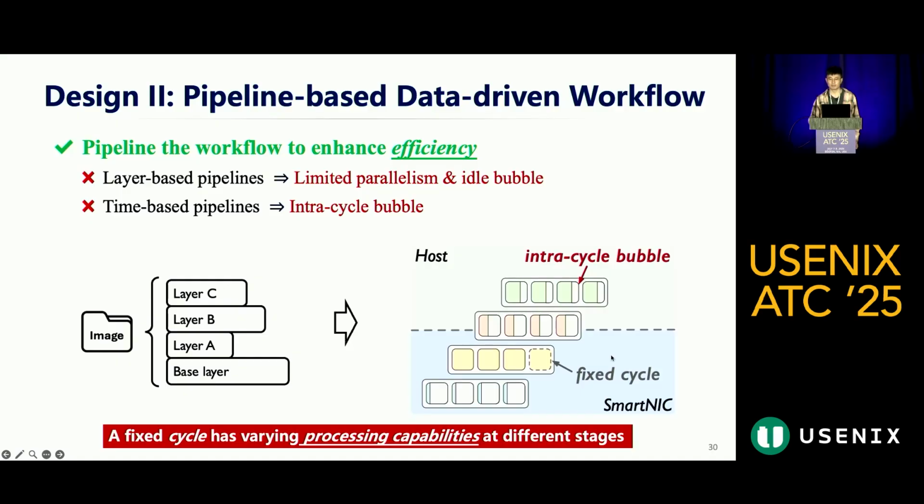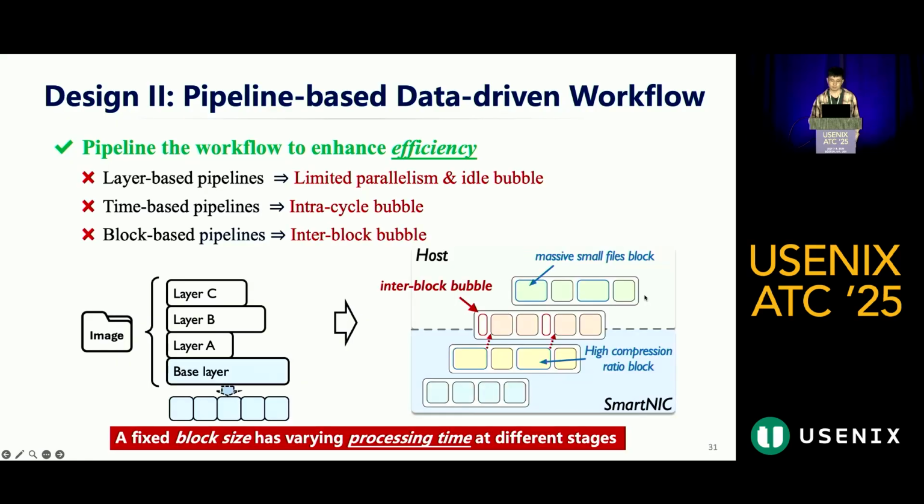Another idea is to divide the pipeline using a fixed time cycle, similar to hardware designs. However, since different hardware components have varying processing capabilities, hardware with high processing performance will remain idle during each cycle, leading to intra-cycle bubbles. A third approach is to divide the image into fixed-size blocks. However, blocks differ in content as well as processing complexity. For example, highly compressed blocks take long to decompress. This results in inter-block bubbles for blocks with long processing time.